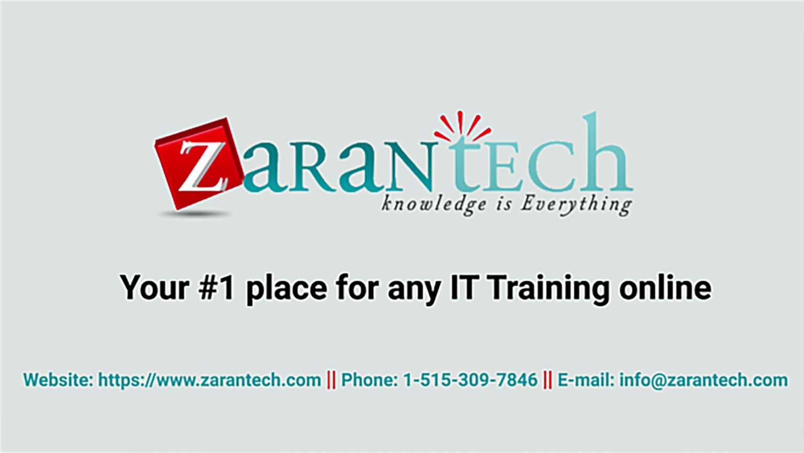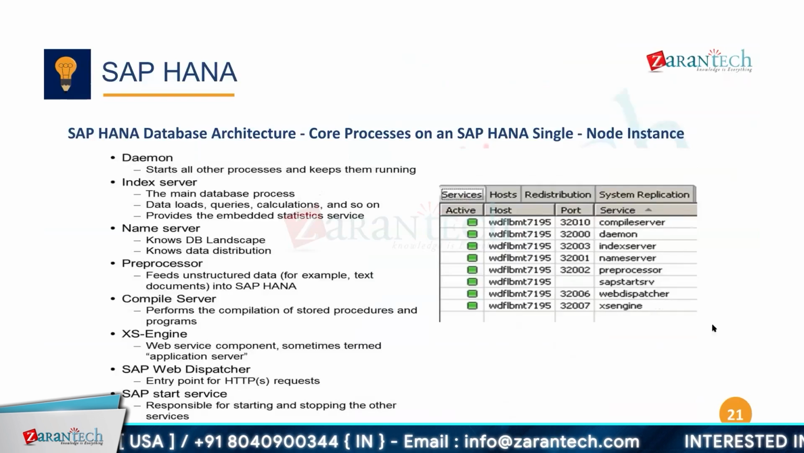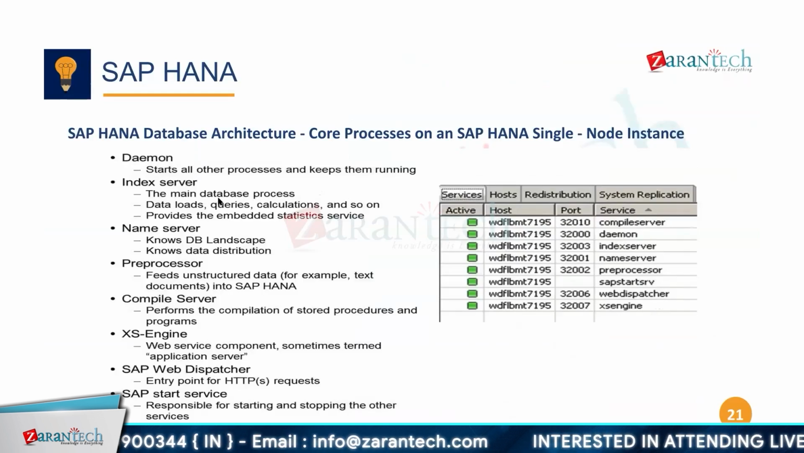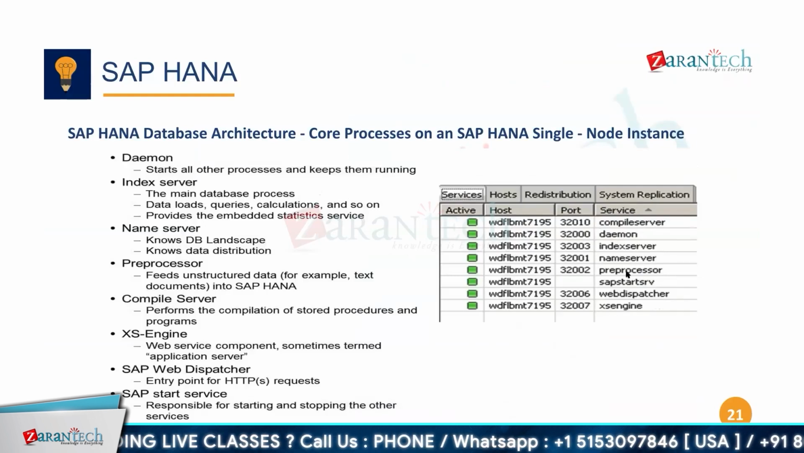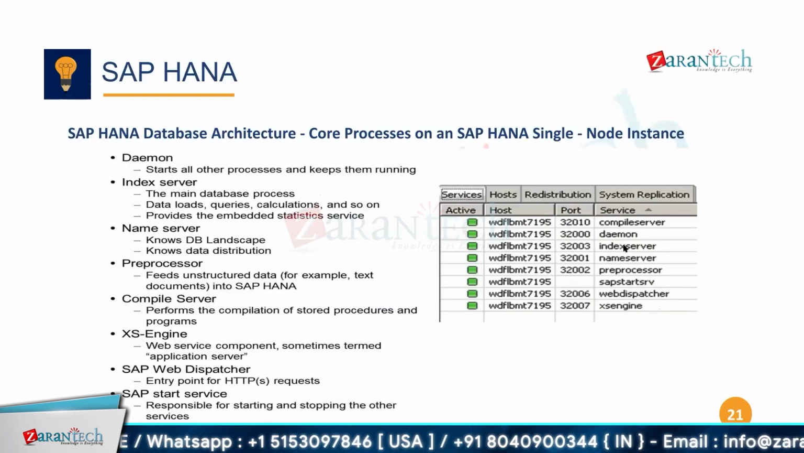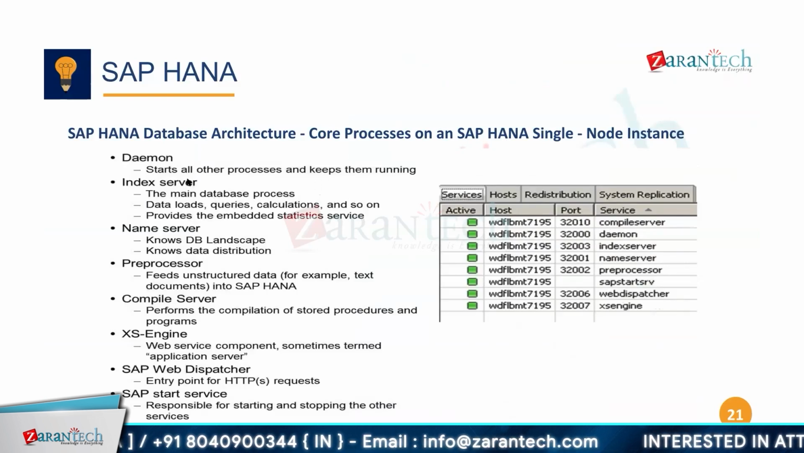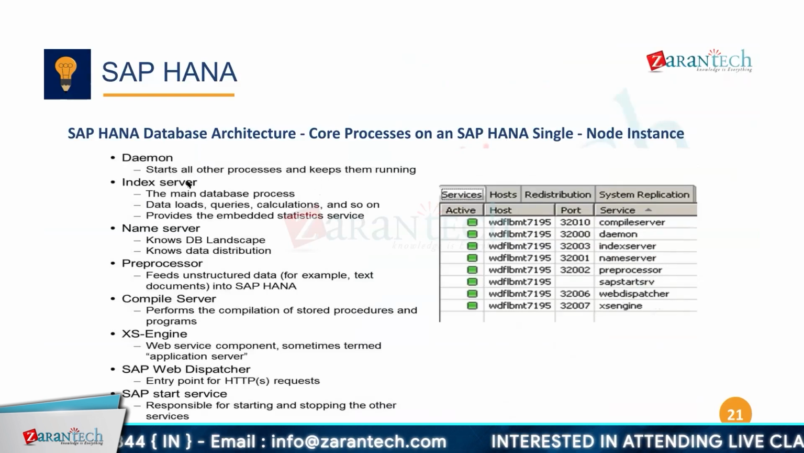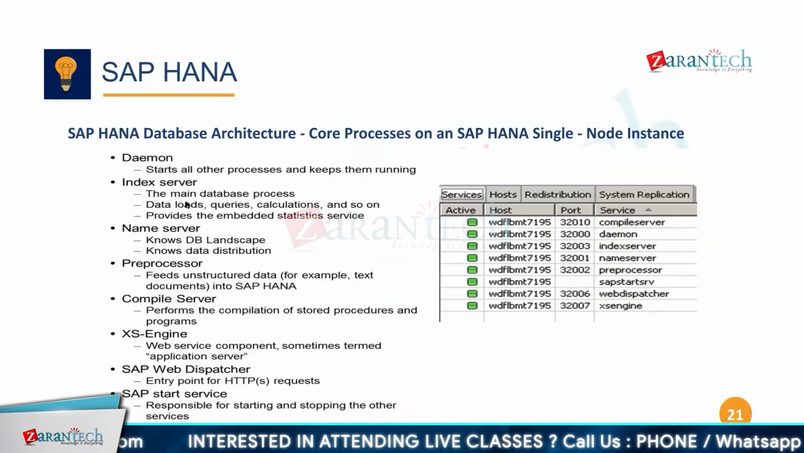Index server: you can see the diagram here also, this is what I am referring to. The index server is the main database process. It does data load, queries, calculations, and so on. The statistics server, in this screen you don't see it. The number of processes increased, so they put the statistics service in the index server only. The index server does a lot of things; it's the main process, so ensure it is always up and running.